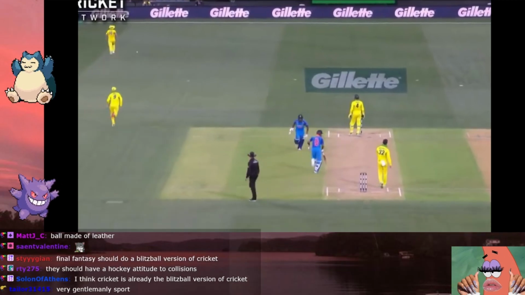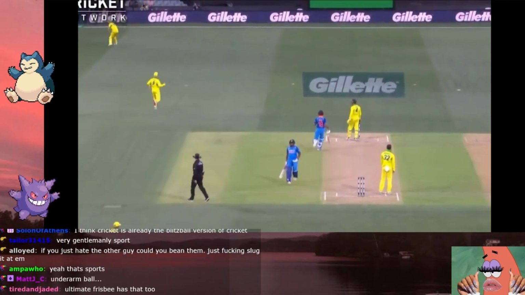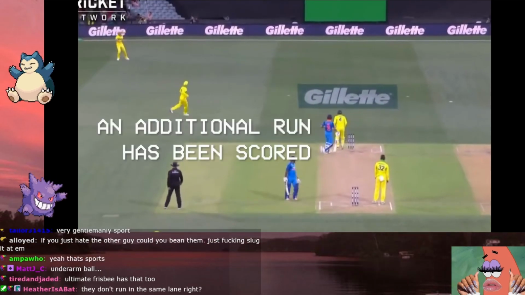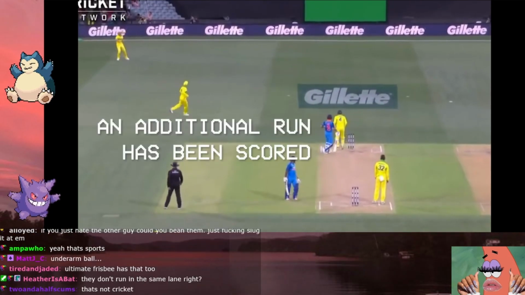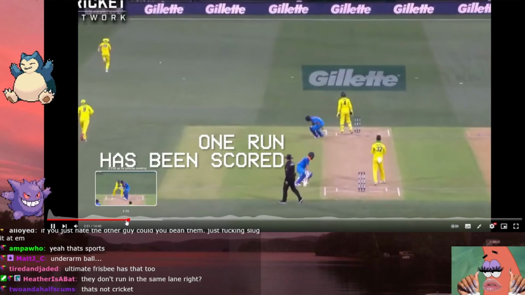Team has scored a run, and if they can do that again, then they score 2, and if they can do that again, they score 3, etc. There are no strikes in cricket. Hang on. We'll take it back a little bit here.